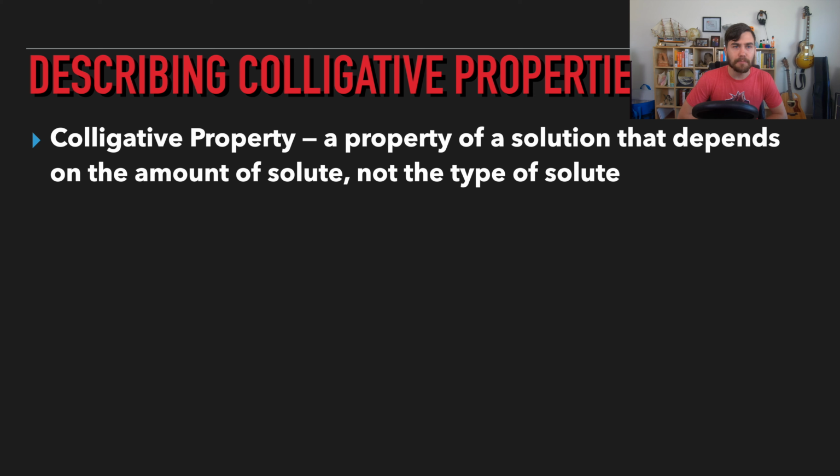So, a colligative property is a property of a solution that depends on the amount of solute, not the type of solute. So, what is a solution again? Well, we have a liquid, like we'll just use water for example, but it can be any liquid. And a solution is a liquid with some sort of usually solid material mixed in it. So sugary water is a solution. The water is the solvent. The sugar is the solute, right?